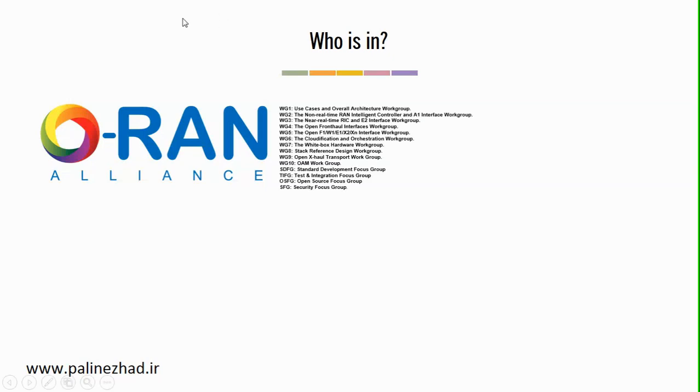And there are currently 10 active working groups and 4 focus groups in the O-RAN Alliance. It's a good idea to just read their names as it gives you an overall view of the matter, and you will see some new words and acronyms which will be addressed later in this course, like the A1 interface, E2 interface, and other interfaces, the non-real-time RAN intelligent controller, and the near-real-time RIC, RAN intelligent controller, the xApps. And about the focus groups, there are standard development, test and integration, open source, and security focus groups.